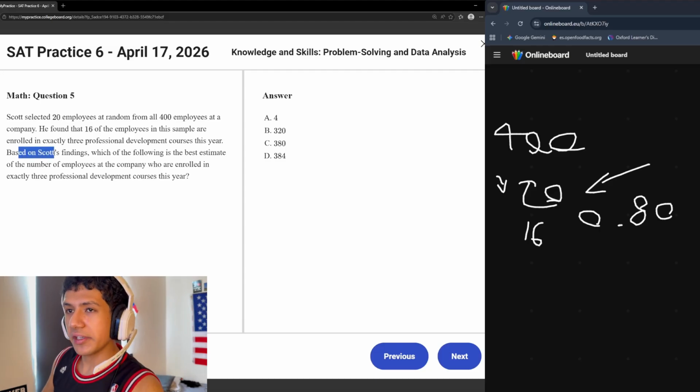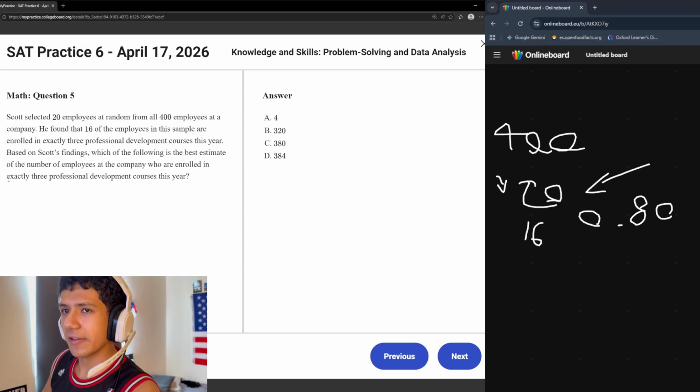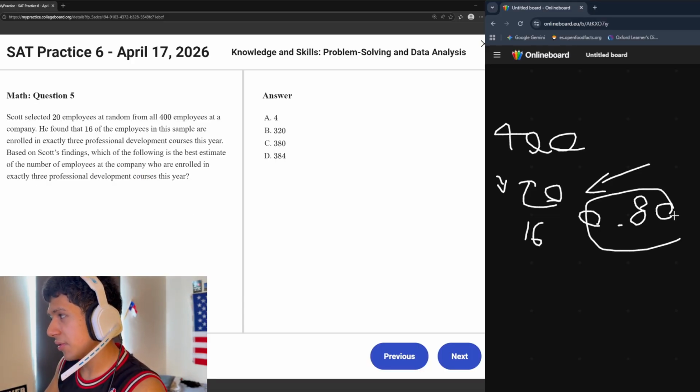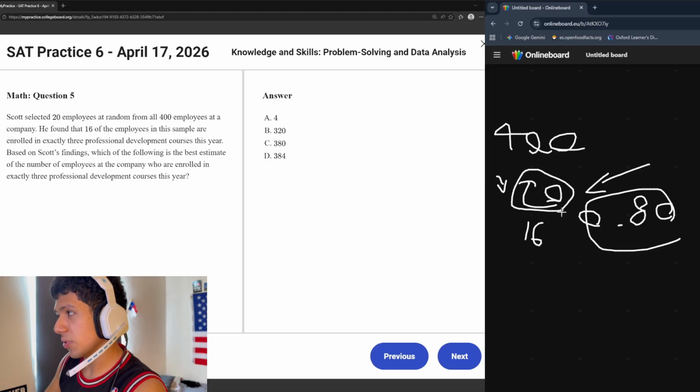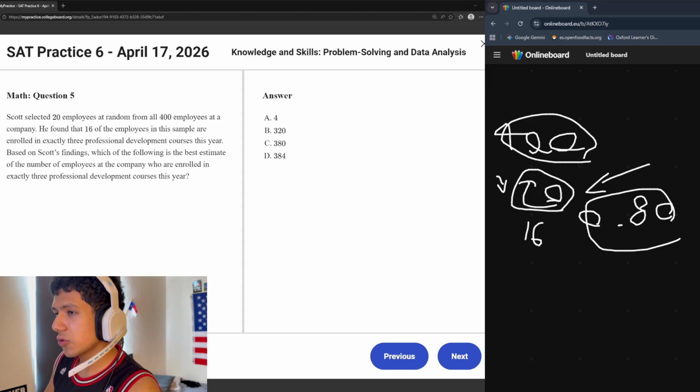Based on Scott's findings, which of the following is the best estimate of the number of employees at the company who are enrolled in exactly 3 professional development courses this year? So based on this finding that 80% of the employees he selected are enrolled in 3 courses, we just do 80% of 400, and that'll tell us how many employees at the company are enrolled in exactly 3 professional development courses this year. So 400, okay, just do the math.